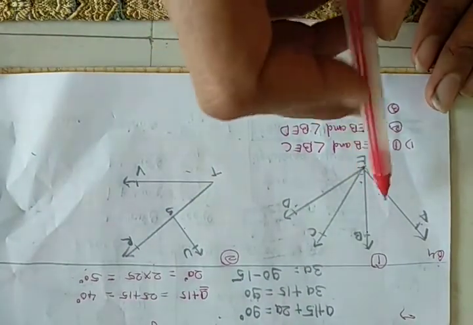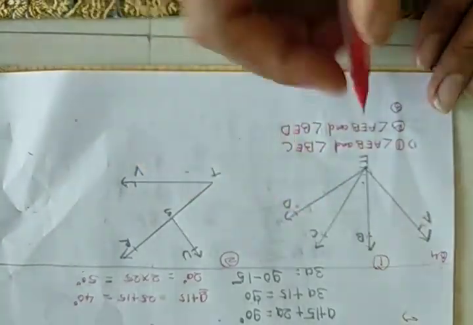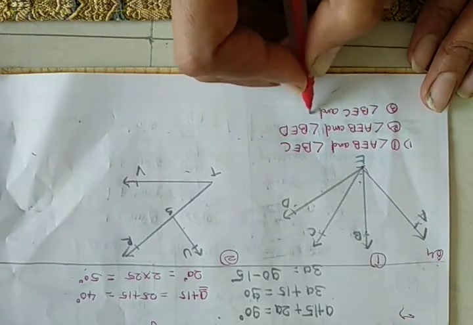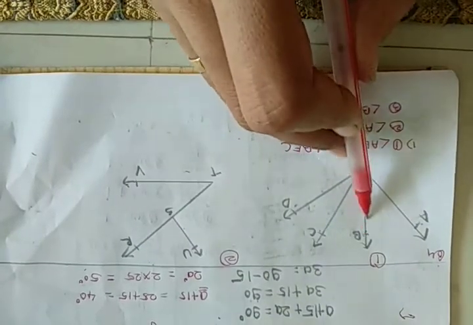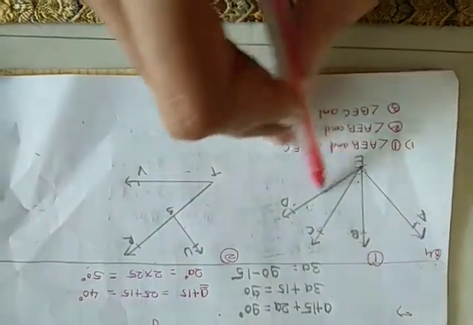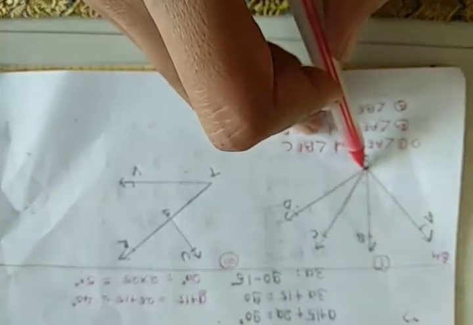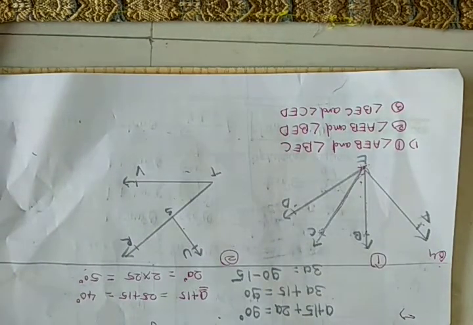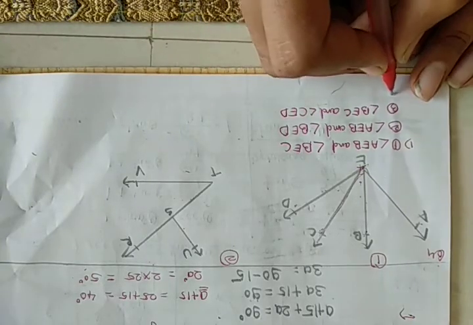The third pair is angle BEC and angle CED. Angle BEC and angle CED. In these two angles, CE is a common arm, E is a common vertex, and these two angles, that is angle BEC and angle CED, have the separate interiors. So these two angles are the adjacent angles.